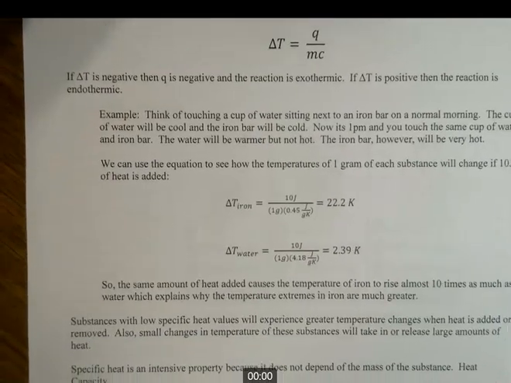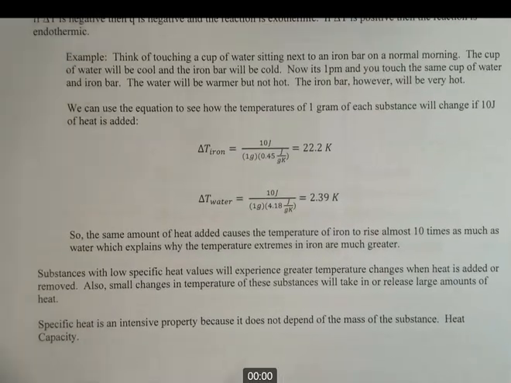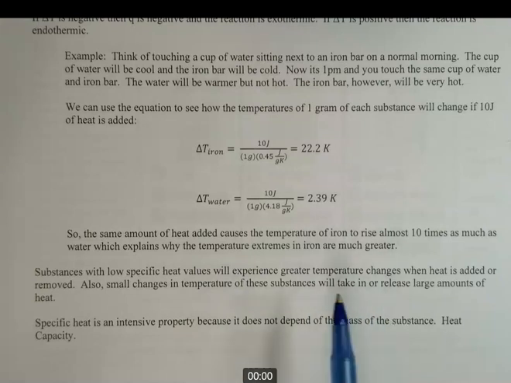So the same amount of heat added causes the temperature of iron to rise almost 10 times as much as water, which explains why the temperature extremes in iron are much greater. Substances with low specific heat values will experience greater temperature changes when heat is added or removed. Also, small changes in temperature of these substances will take in or release larger amounts of heat. So specific heat is an intensive property because it does not depend on the mass of the substance.